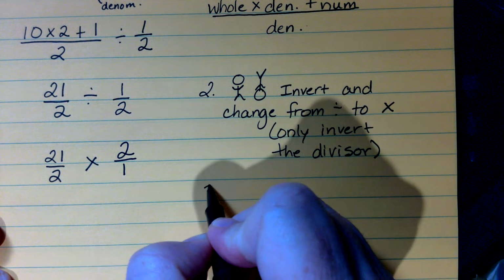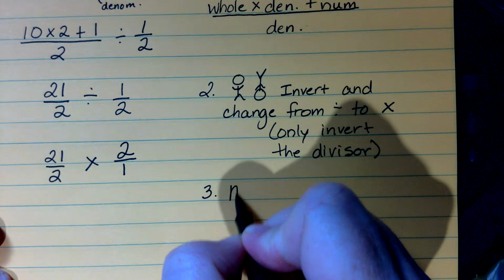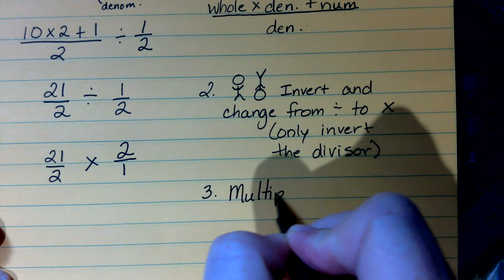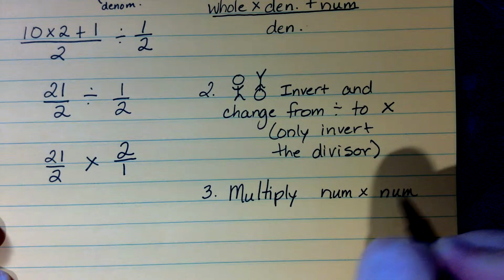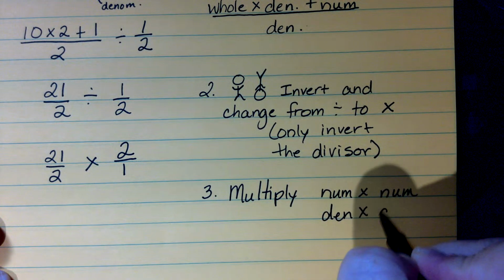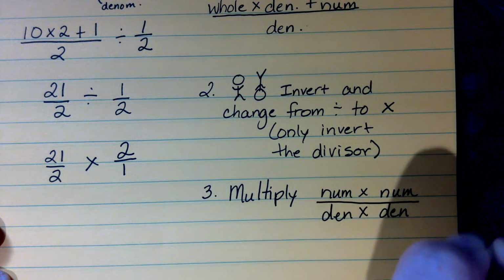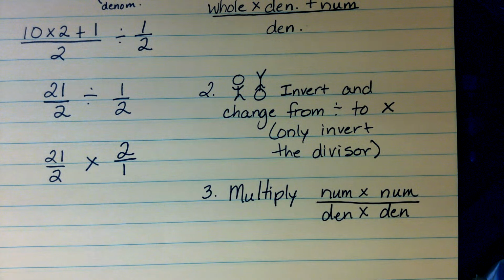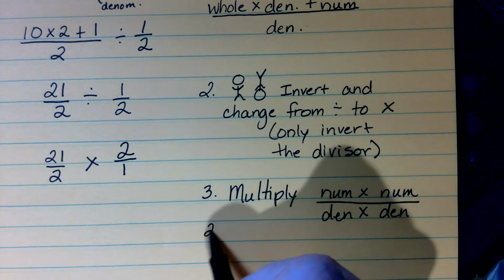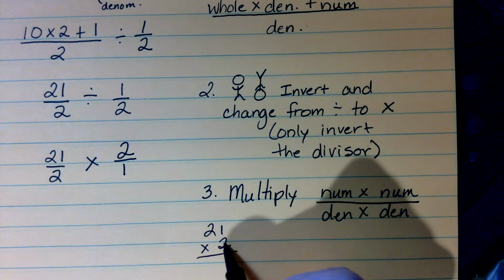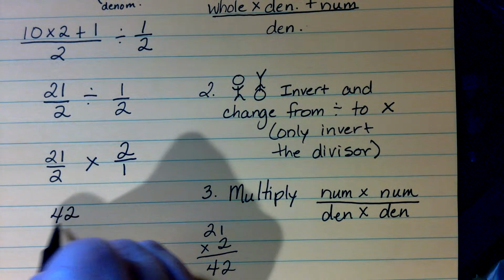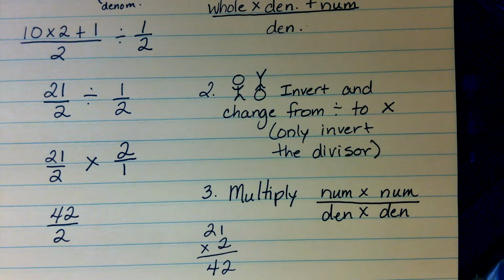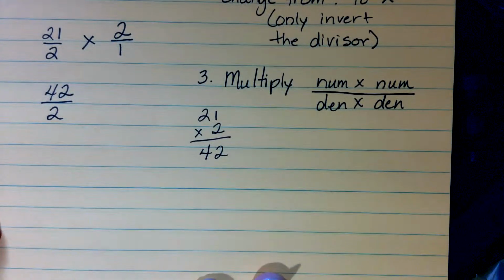The third step is to multiply numerator times numerator and denominator times denominator. So 21 times 2, if you need to work this out on your piece of paper, you can. 2 times 1 is 2, 2 times 2 is 4. So we're going to have 42 over 2. That was step 3.